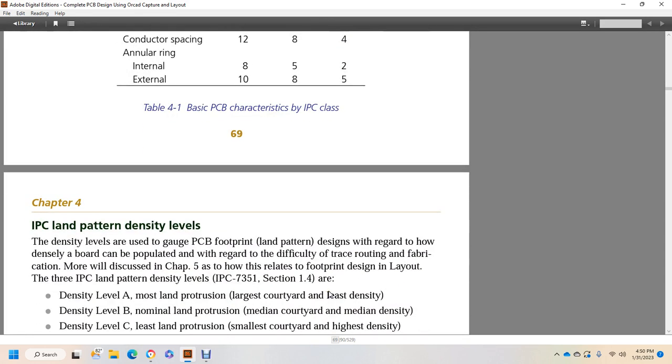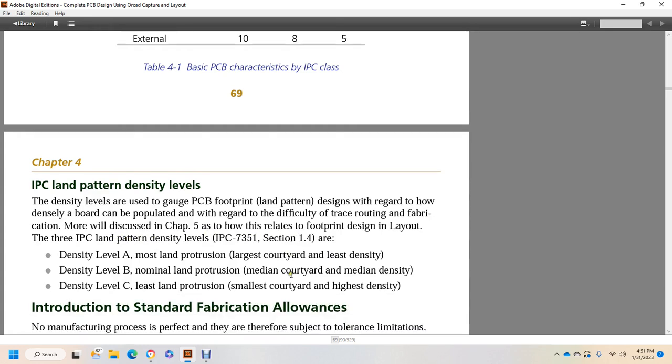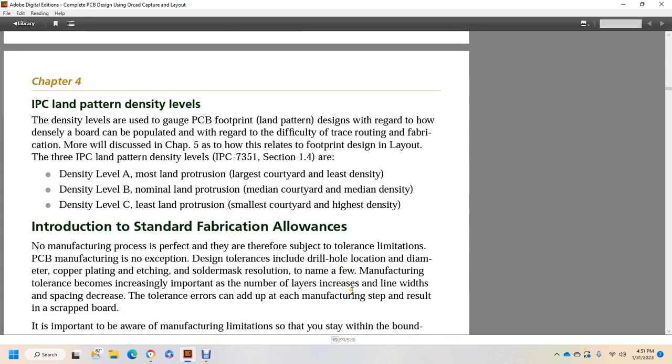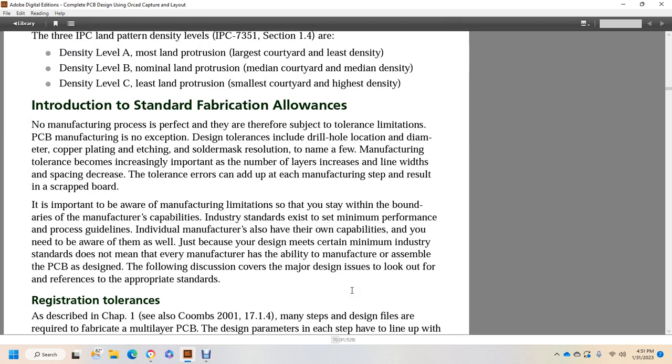Institute printed circuit board land pattern densities relate to the density level due to the gauge of the PCB footprint land pattern design, with regard to how densely the board can be populated and the difficulty of trace routing and fabrication, discussed more in Chapter 5 as to how this relates to footprint design layout. The three land pattern density levels in IPC 7351 Section 1.4 are: density level A, with the most land protrusion, largest courtyard, and least density; density level B, nominal land protrusion, medium courtyard, medium density; and density level C, least land protrusion, small courtyard, high density. Introduction: standard fabrication allowances.